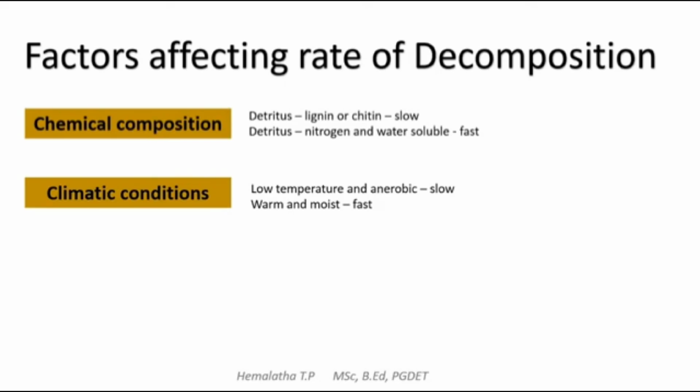For the decomposition to occur at a faster rate, the climatic condition should be a little warm and it should be moist. In such climatic conditions, the decomposition process can happen a little faster. So these are the two main factors which affect the decomposition process. One is the chemical composition and another one is the climatic condition.